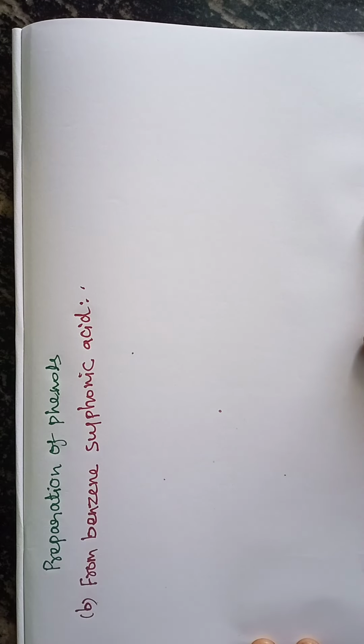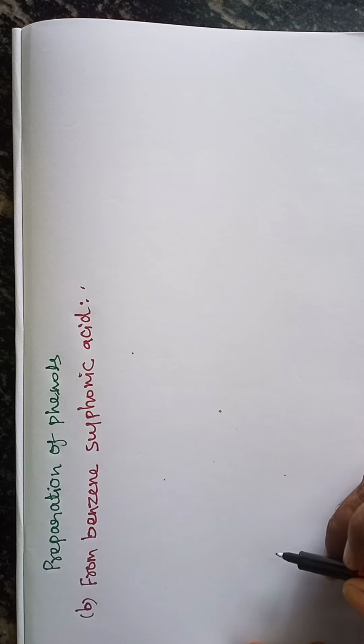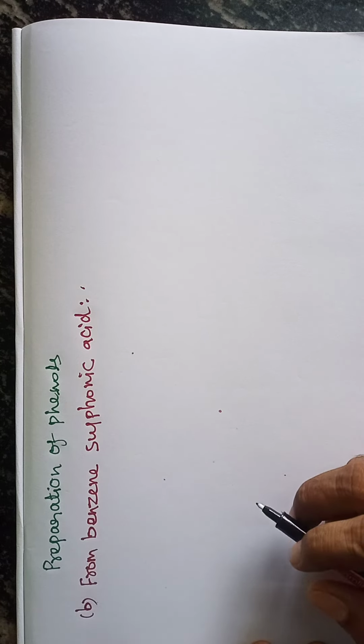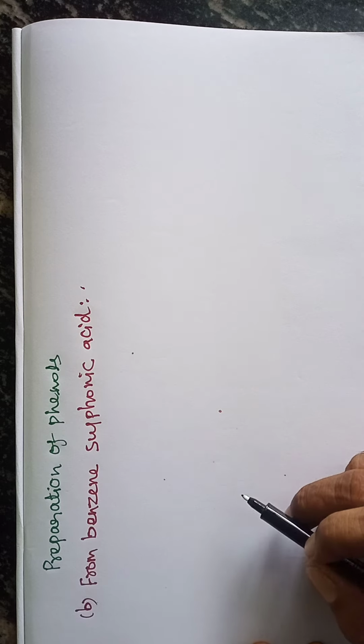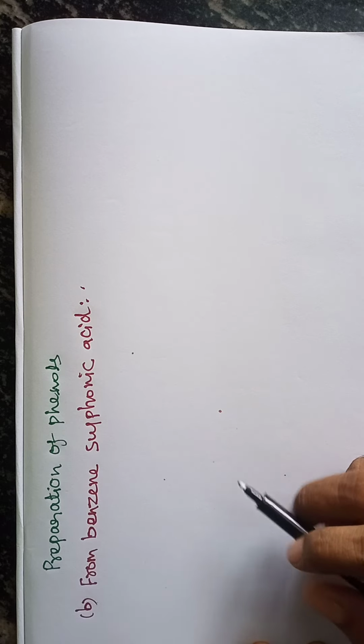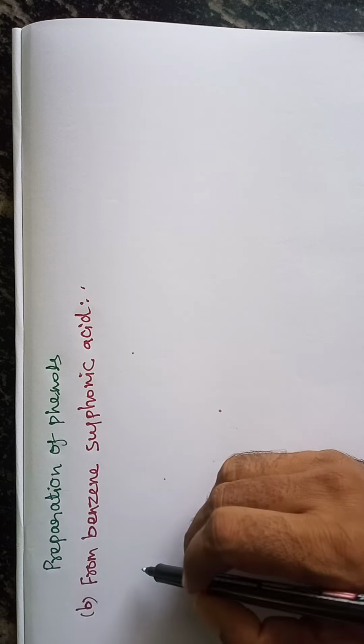Good morning, guys. We are going to discuss the preparation of phenol. It is the second method. Phenol can be prepared from benzene sulfonic acid. Here in this reaction, benzene is treated with oleum.